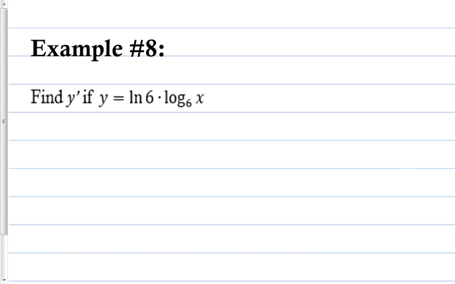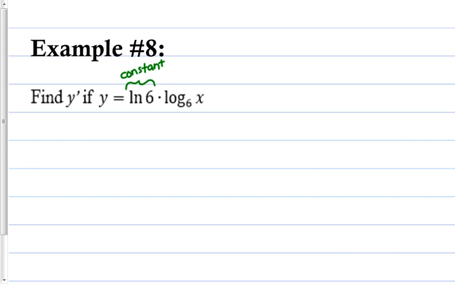All right, example 8. Find y prime if y equals the natural log of 6 times log with base 6 of x. These are tricky because natural log of 6 is a number. It's a constant. If I plug that in the calculator, I get a decimal. That is not a function. There is no x in there at all. Therefore, it's just going to stay there when I derive because it's just a multiple. I am not deriving natural log of 6. You could do the product rule if you want, because this looks like a product rule.